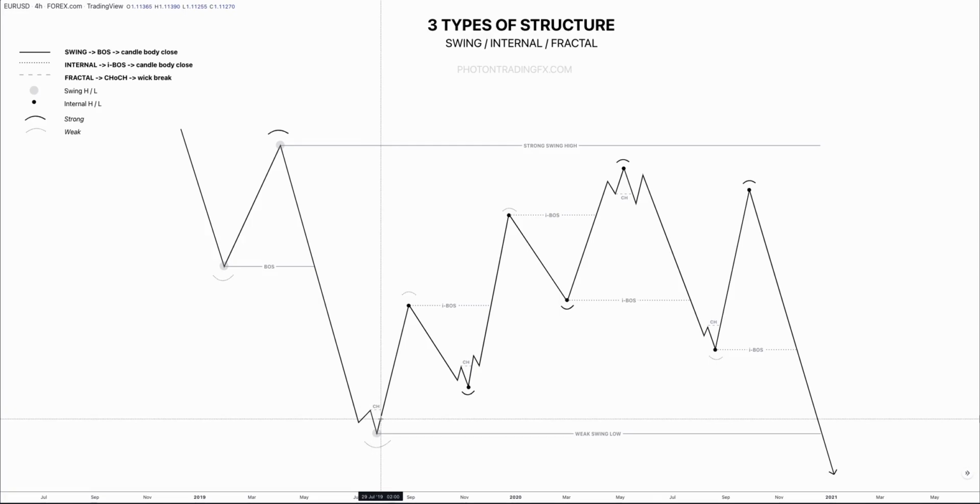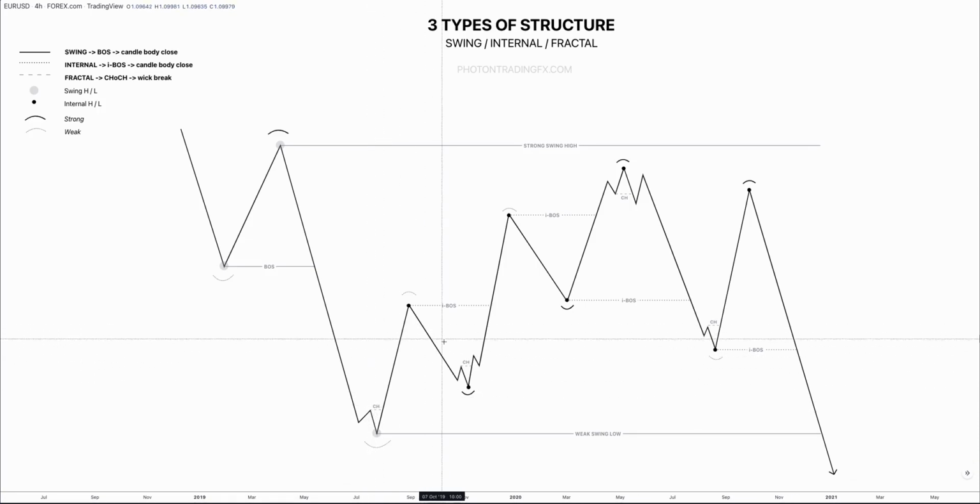So that's why we have to pair CHoCH, change of character, with lots of other confluence, okay? Which again, you'll get a feel for this. So the point I'm trying to make here is change of character, when we get that bullish CHoCH, that just signals at that moment that we're having an internal pullback, okay?